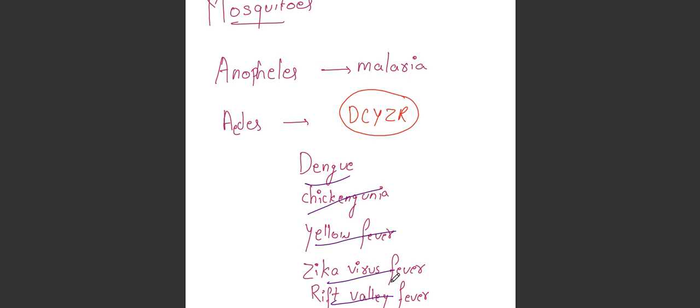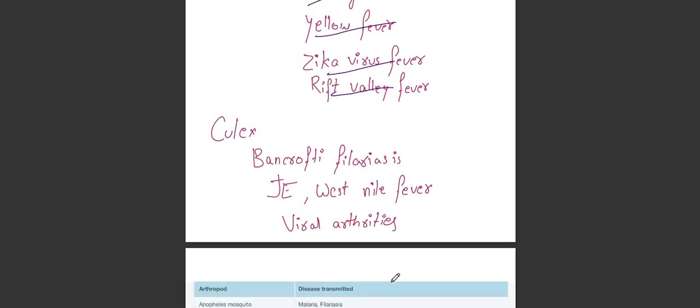Remember, these mnemonics are very important. They will help you solve some previous year NEET questions, INICET questions, and FMG questions. These mnemonics are very useful. Try to integrate them. Then the next point is Culex mosquito. Culex mosquito mnemonic is BEWV. B is for Bancrofti filariasis, E is for Japanese encephalitis, W is for West Nile fever, and V is for viral arthritis.